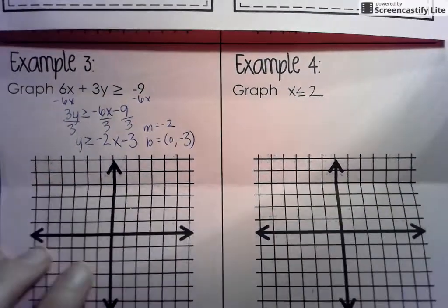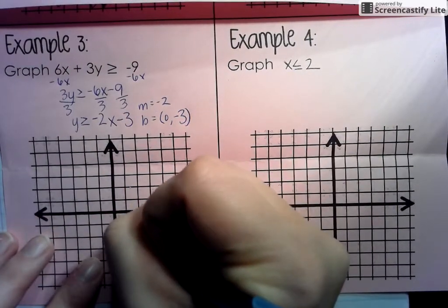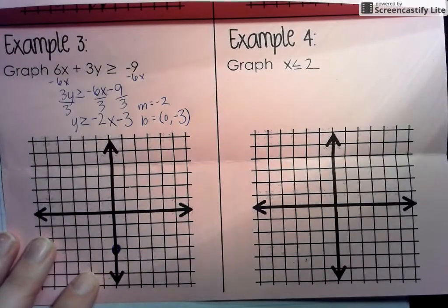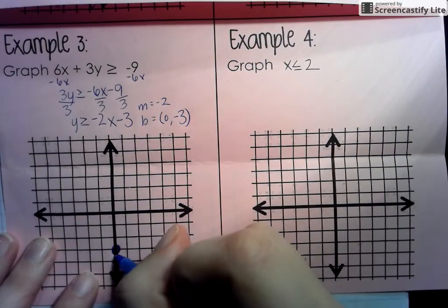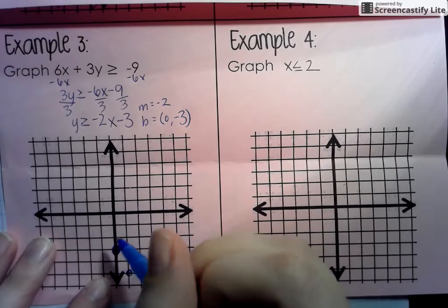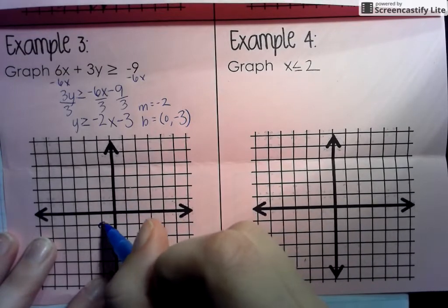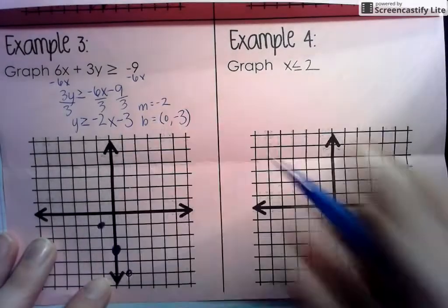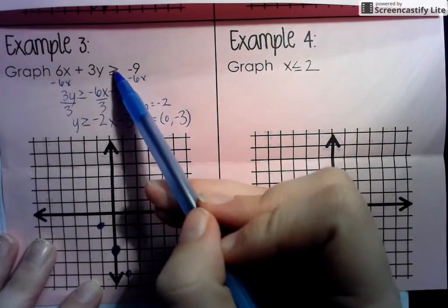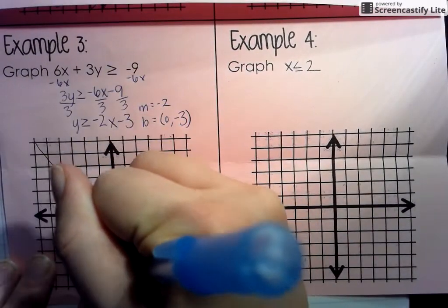So I'm first going to plot my y-intercept, which I'm going to go down 3. Draw my point. Then I'm going to use my slope. I'm going to go down 2 to the right 1. I also could go up 2 and to the left 1 because it's got to be a negative slope. You notice that it's a greater than or equal symbol, so it's going to be a solid line.